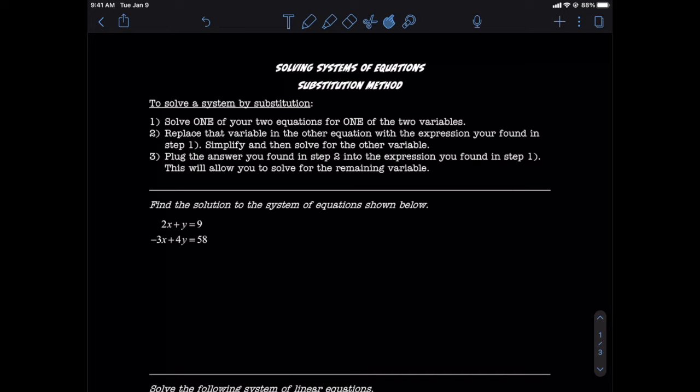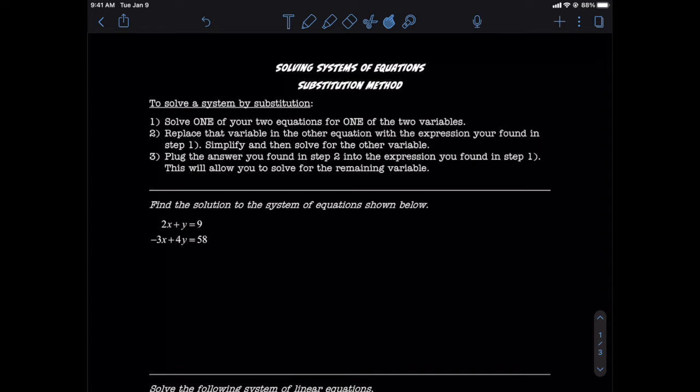Now, the important thing to know about solving by substitution is that it takes advantage of what it means for two things to be equal. You see, when two things are equal to each other, it means that even though they might look different, they have the same value, which means that it's perfectly legal for us to replace one for the other.